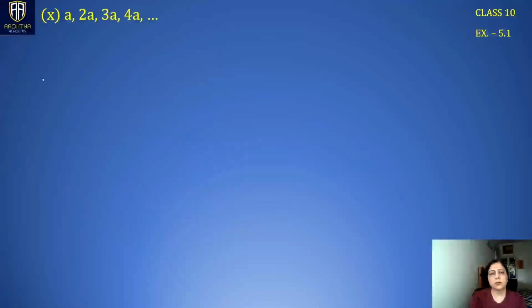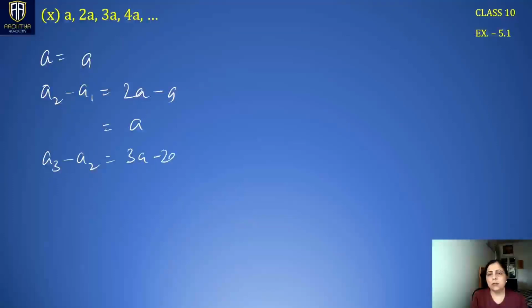Next is a, 2a, 3a, 4a. First term is a, and then a2 minus a1 is 2a minus a, which is a. a3 minus a2 is 3a minus 2a, which is also a. So you can see that the common difference between two pairs is the same. So we can say that this is an AP.